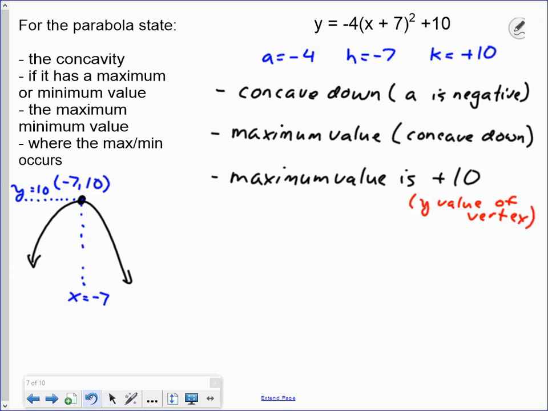Our final question, where does the maximum or minimum occur? Well, we have a maximum, so where does that maximum occur? The maximum occurs at x equals -7. So our maximum occurs at the x value of the vertex. The maximum or minimum value is the y value of the vertex, and it occurs at the x value.